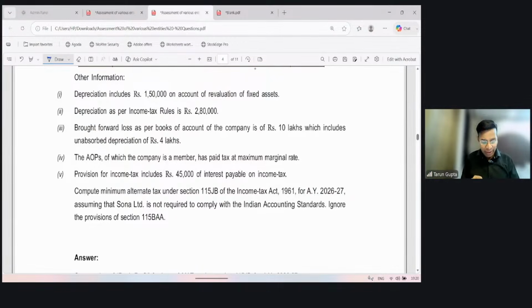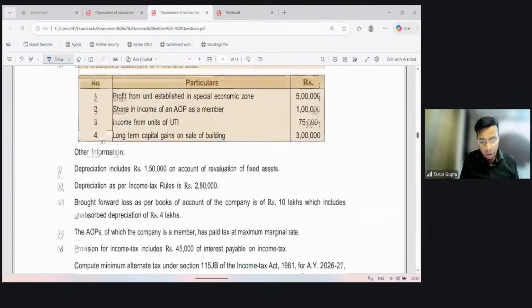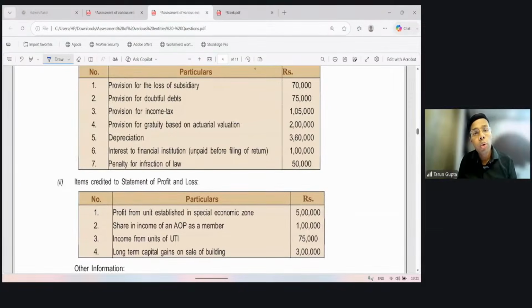Compute minimum alternate tax under Section 115JB of the Income Tax Act 1961 for AY 26-27. Assuming Sona Limited is not required to comply with Indian Accounting Standards. Ignore the provision of Section 115BAA. So I will ignore it, because if I do not ignore it, then I cannot compute the MAT, because MAT is not applicable to a company opting for 115BAA. So here in this question, the question is not asking me to compute the normal provisions.